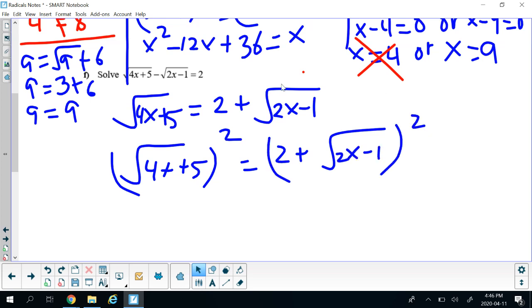So on the left-hand side, the square and square root cancel out. We are just left with 4x plus 5. And on the right side, either write this twice, 2 plus square root of 2x minus 1, and FOIL it, or just apply your quadratic formula: a plus b whole square is equal to a square plus 2ab plus b square.